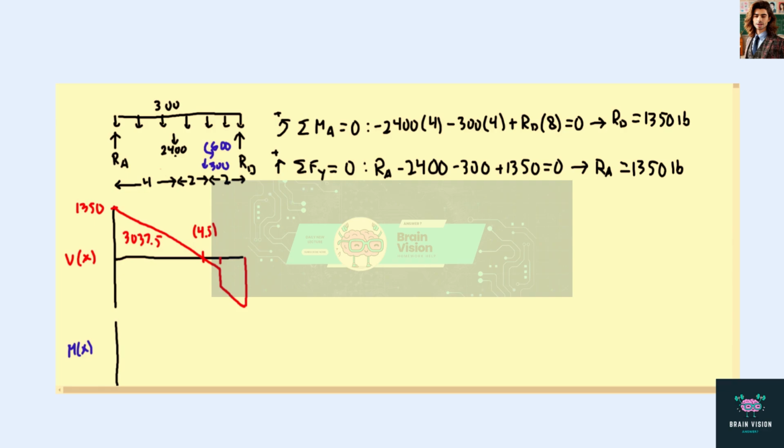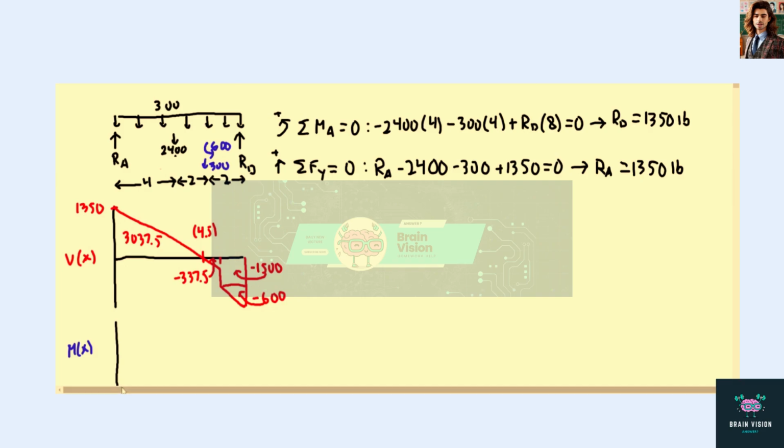this triangle here, minus 337.5, this rectangle here, minus 1,500, and this last triangle, an area of minus 600. Okay, using that, we can draw our moment diagram.